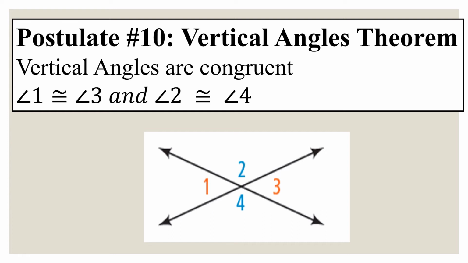Postulate number 10, vertical angles theorem. So when we have two lines that form angles, vertical angles are congruent. So 2 and 4 are congruent, and then 1 and 3 are also congruent. 2 is not congruent to 3, 1 is not congruent to 4.